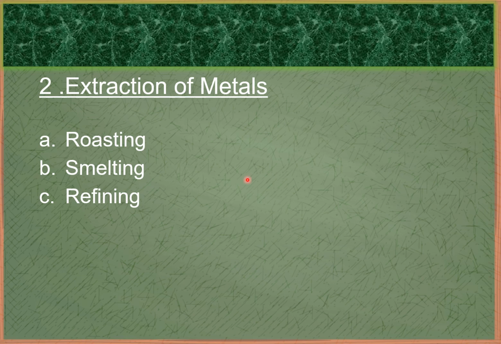Students, we have already discussed concentration of the ore in our last video. Now, the topic is extraction of metal. After the mineral has been freed of gangue and concentrated, it is passed through some chemical process to extract metal. These processes are roasting, smelting, and refining.